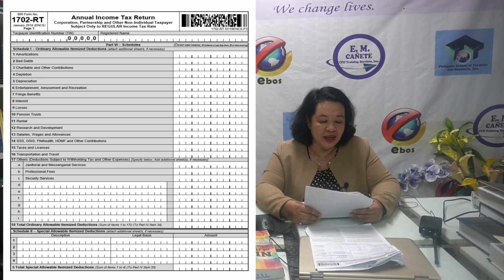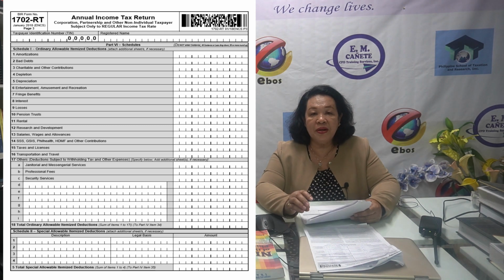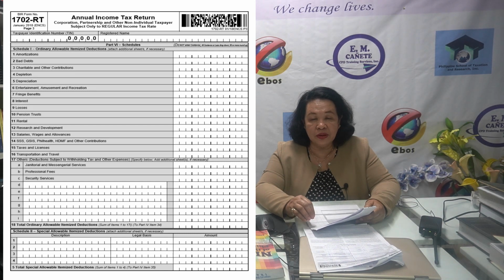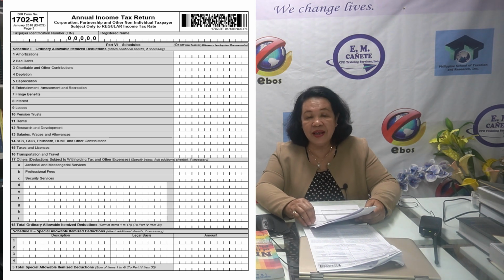Number 7 is fringe benefits. What are those fringe benefits? Fringe benefits are given to the managerial and supervisory position employees of the corporation. The fringe benefits are subject to final tax, and that final tax is shouldered by the company.